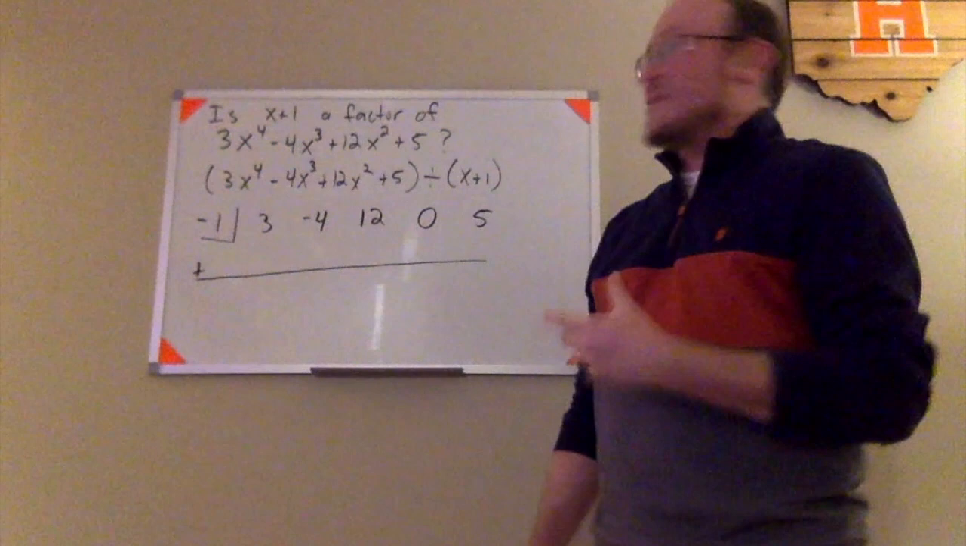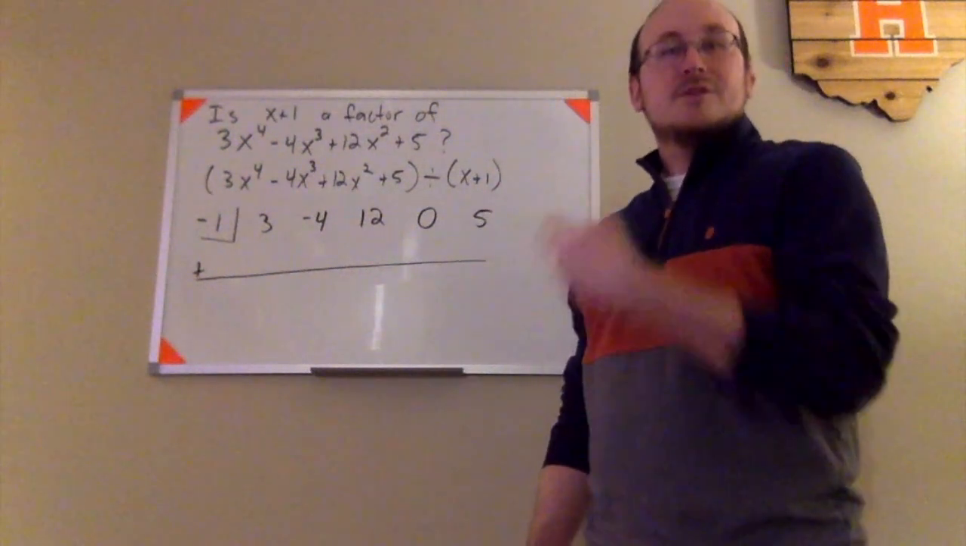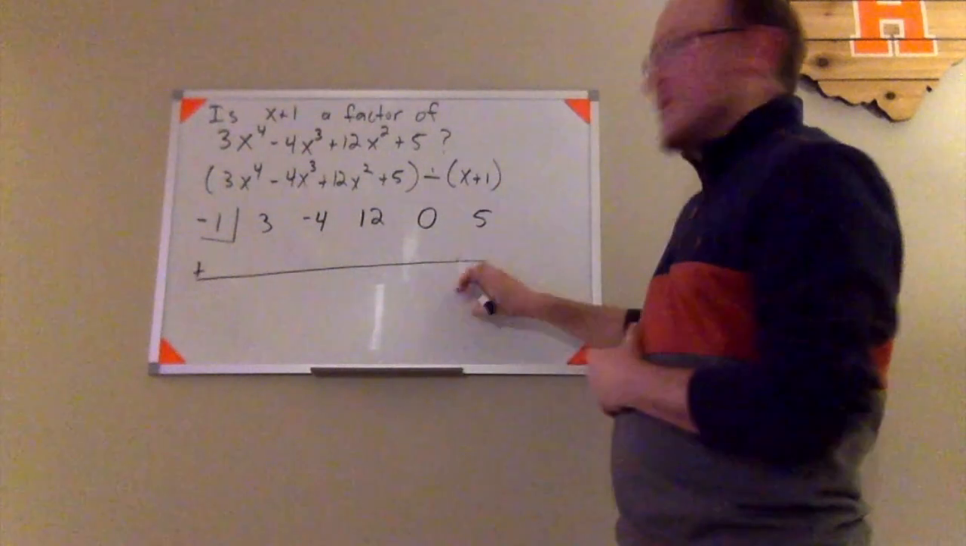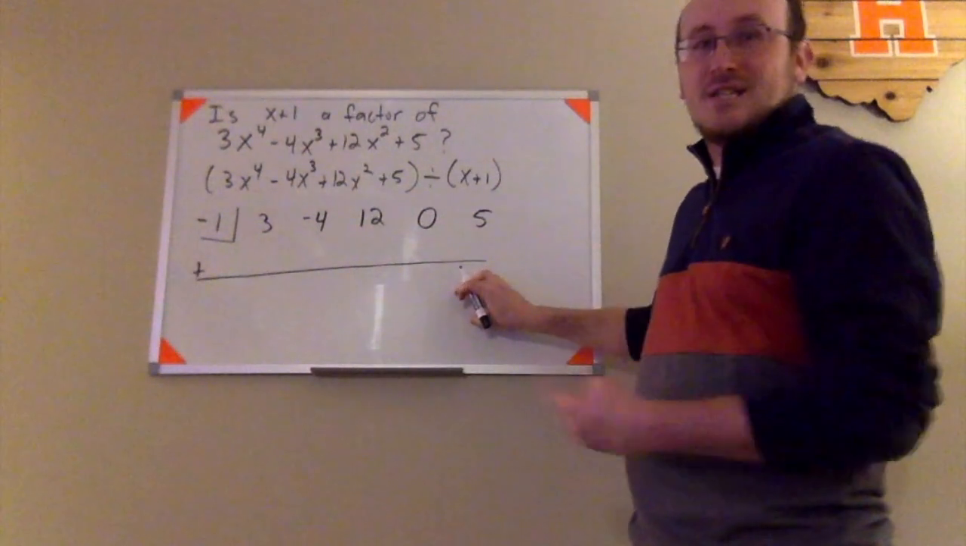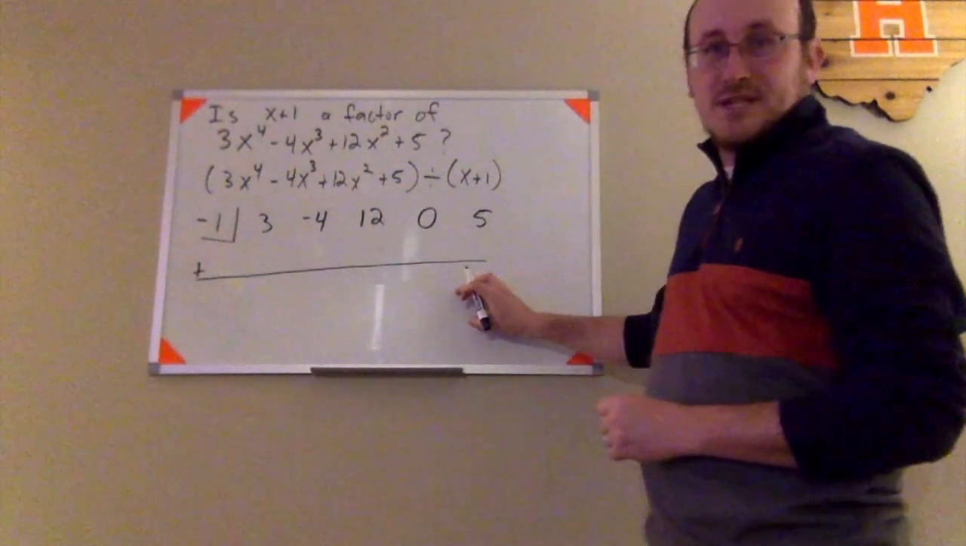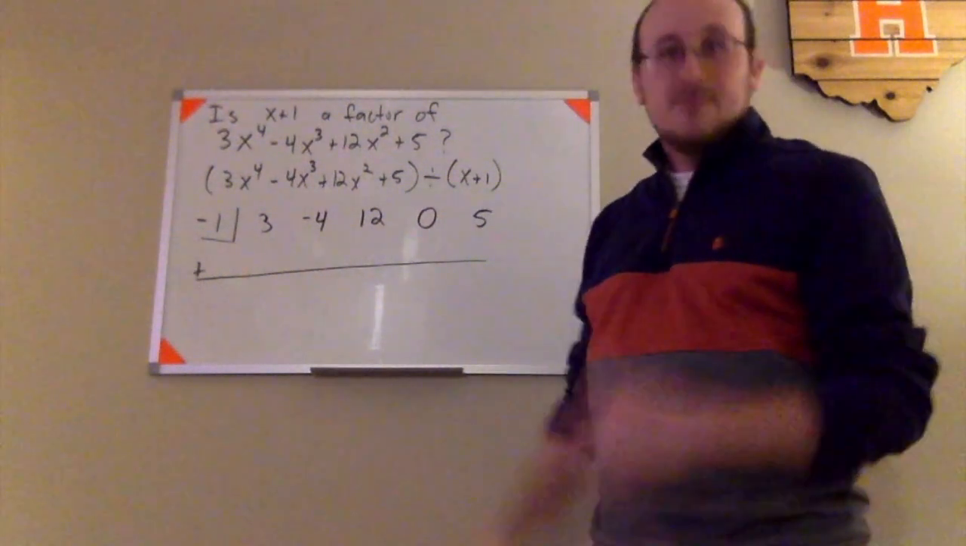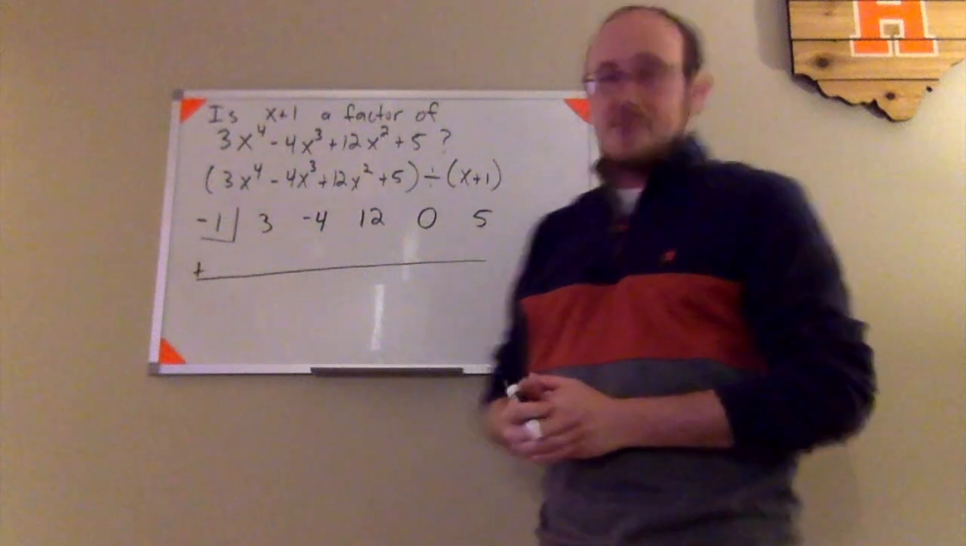And again, remember, if this is a factor, it means it's going to go into it evenly, which means I would get a remainder of 0. So it's all about what I get over here for the remainder. If I get 0, then yes, x plus 1 is a factor. If I get anything other than 0, then no, it isn't. Let's cycle through the process and see what happens.